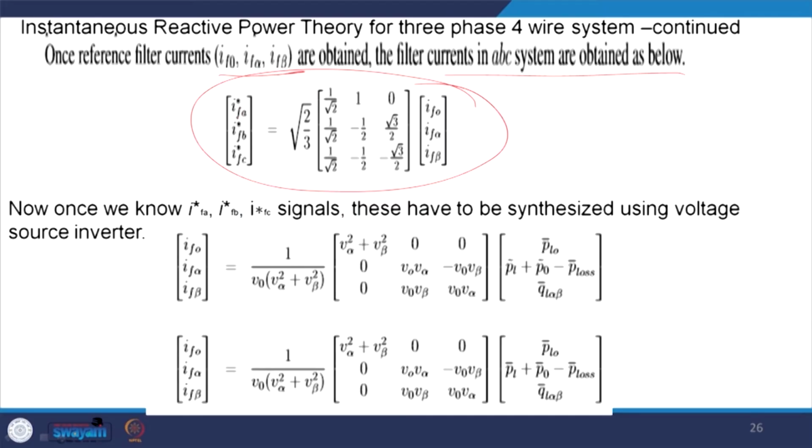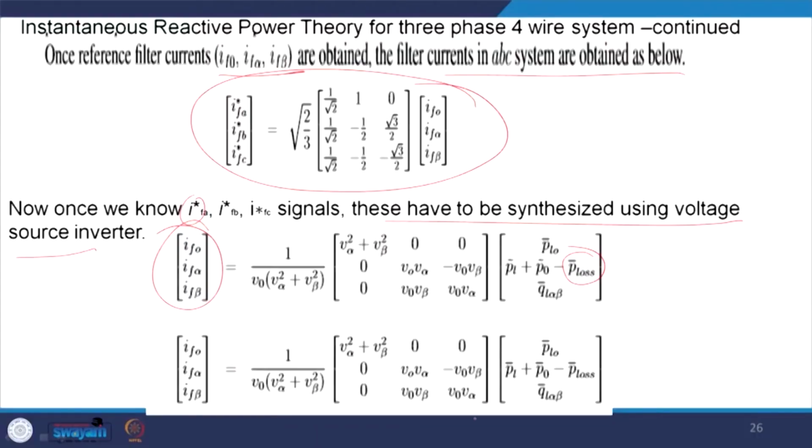So, you can have IF alpha, IF beta and IF 0 equal to root 2 by 3 of this matrix, and now we know that IF alpha, IF beta and IF 0 have to be synchronized with the voltage source. So, thus what happened, these are the alpha beta domain equations, and you have to add an extra entity, the P loss, to meet all the losses, and you will estimate the loss, and from there you can have all those entities recalculated and refurbished.